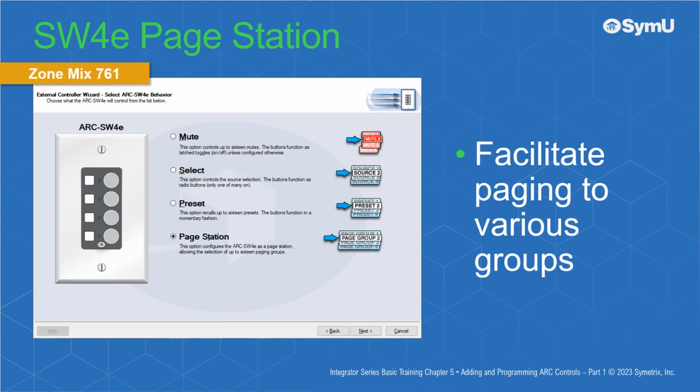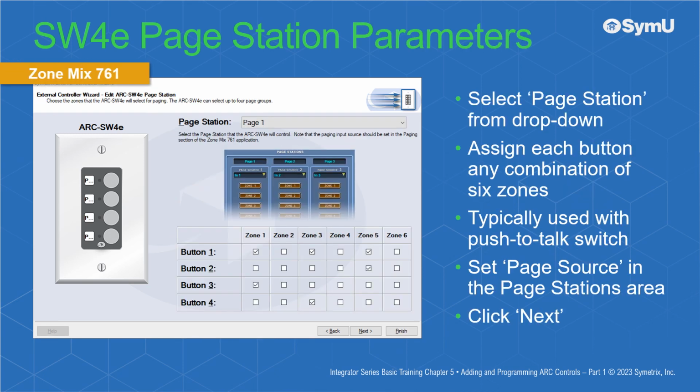On the Zone Mix 761, the SW4e may function as a page station facilitating paging to various page groups. Select the page station from the drop-down menu. A grid is provided to assign each of the buttons any combination of the 6 zones. The SW4e would typically be used with a microphone possessing its own push-to-talk switch or a separate switch assigned push-to-talk duty. Remember to set the page source for the station in the Page Stations area of the Zone Mix 761 application. When finished, click Next.